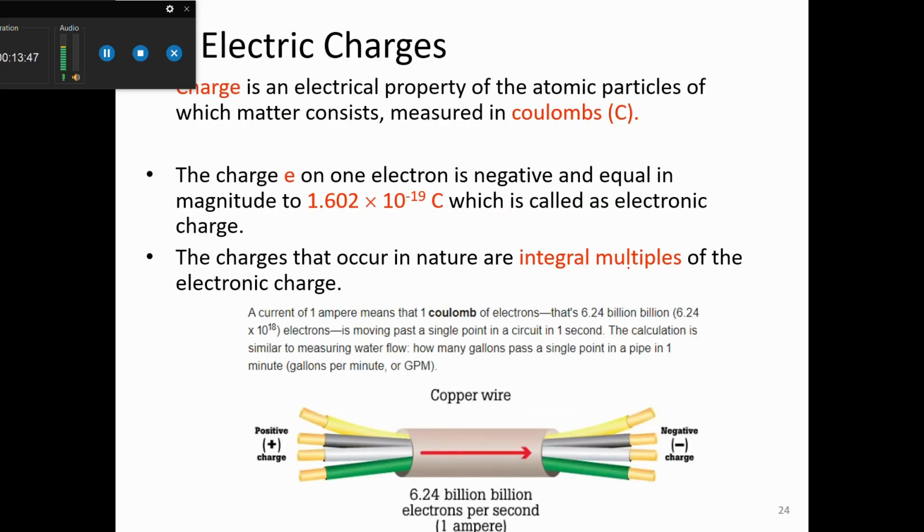So charge is an electrical property of atomic particles of which matter consists, measured in coulombs. The charge e on the electron is negative and equal in magnitude to 1.602 into 10 to the power minus 19 coulomb, which is called electronic charge. The charge that occurs in nature is an integral multiple of the electronic charge, and this means that if 1 ampere current passes through a wire, approximately 6.24 billion billion electrons per second flow, and this is represented by 1 ampere of charge.